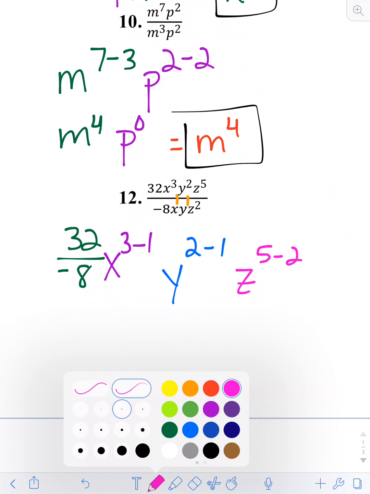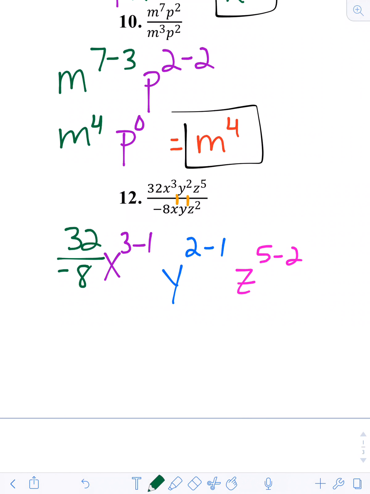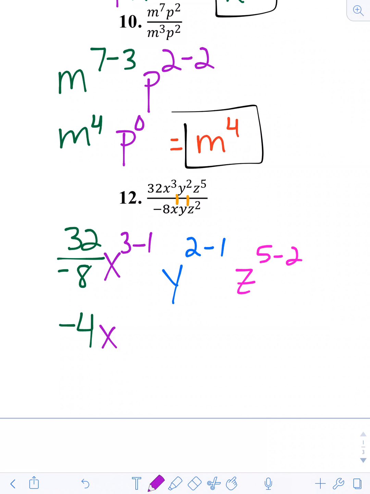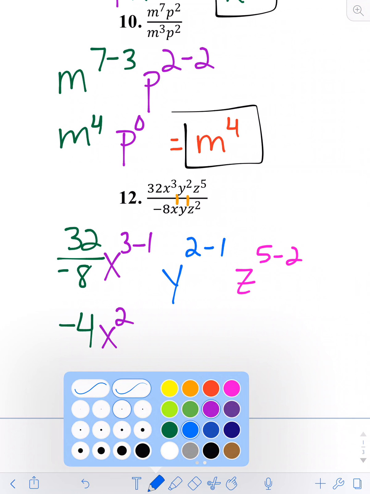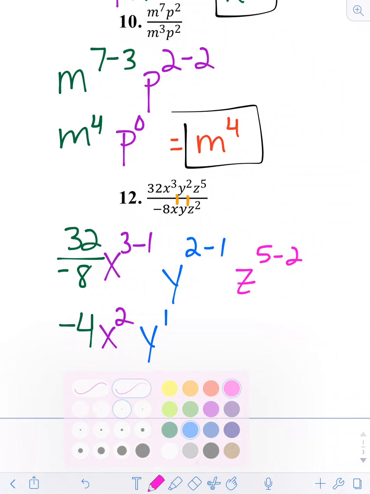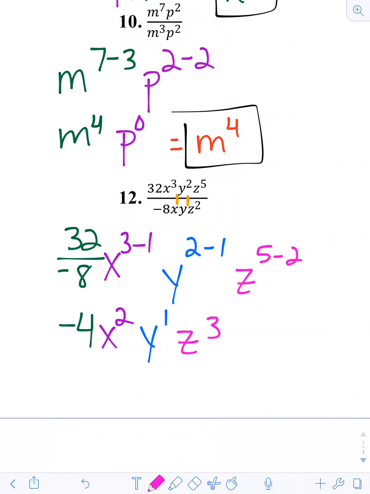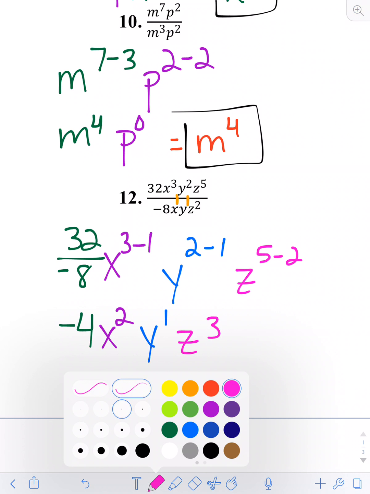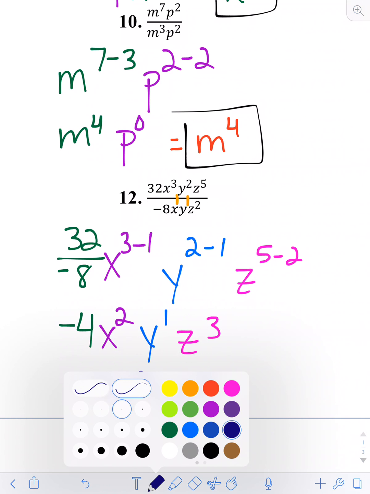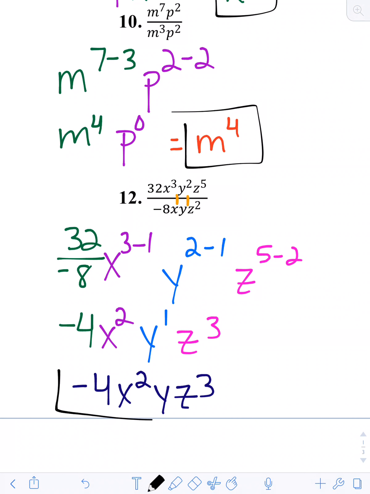So 32 divided by negative 8 is negative 4. We have 3 minus 1, which is 2. We have 2 minus 1, which is just 1. And we have 5 minus 2, which is just 3. So again, you can write it like that, or I'm going to rewrite this as one whole thing. Negative 4x squared, y, z to the third power. You can write it like that because 1 is kind of like your invisible number, so you don't have to write it.